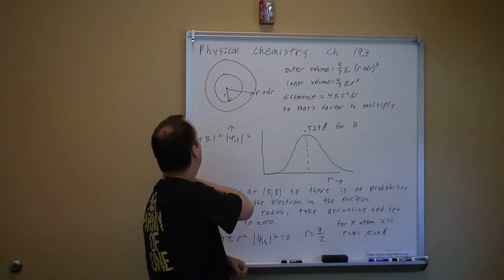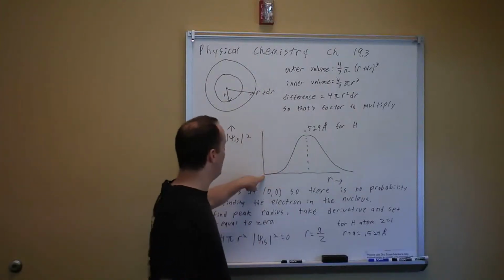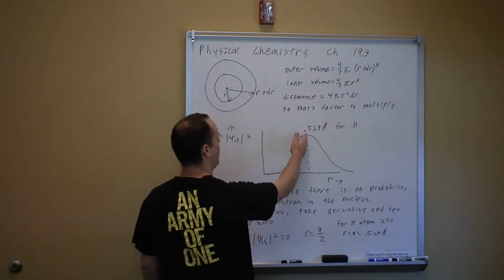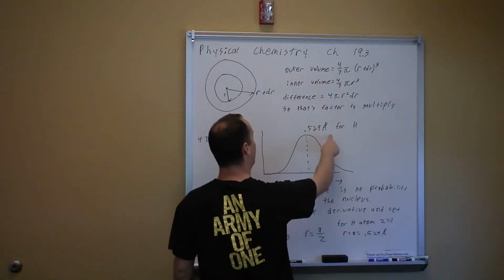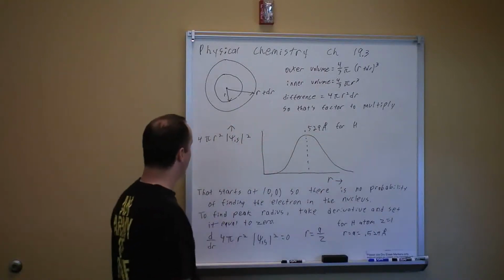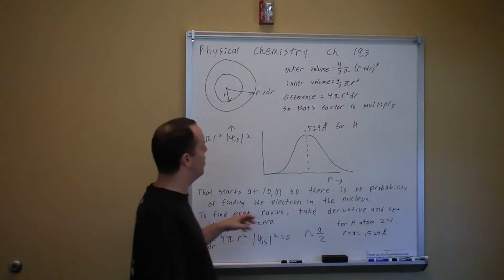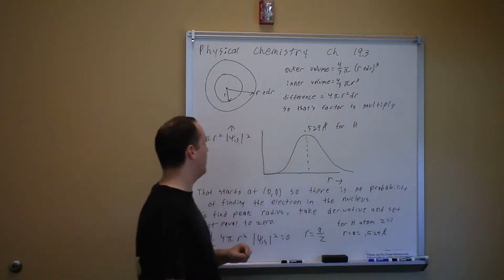Now, as you can see, it starts at the origin, 0, 0, it goes up, and then it comes back down. So it has a peak height here. Now this turns out to be 0.529 angstroms for hydrogen. Now how do you find that? Well, hopefully when you took calculus, you know up at the top it's going to be flat. So the derivative is equal to 0.